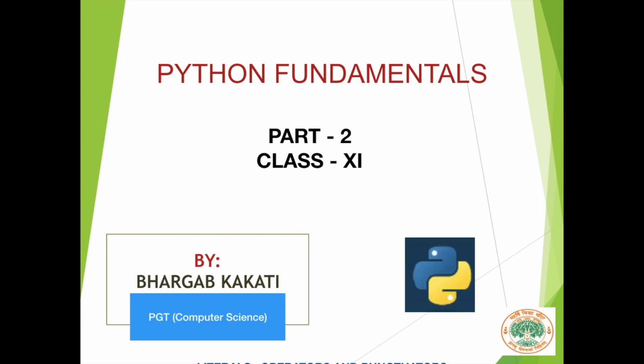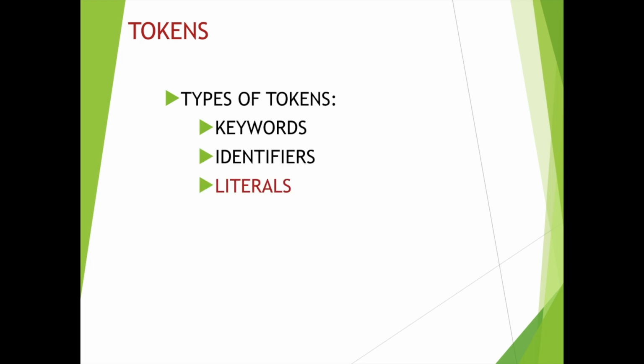So today's topic of discussion will basically be about literals, operators and punctuators. In the previous part, I have already discussed tokens, and there are different types of tokens which are keywords, identifiers, literals, operators and punctuators. In part 1 of this chapter, I discussed keywords and identifiers. In this part, I will be discussing literals, operators and punctuators.